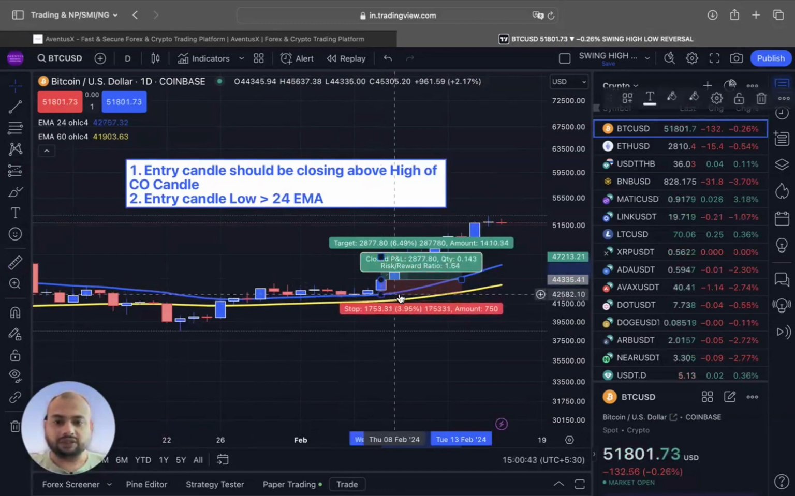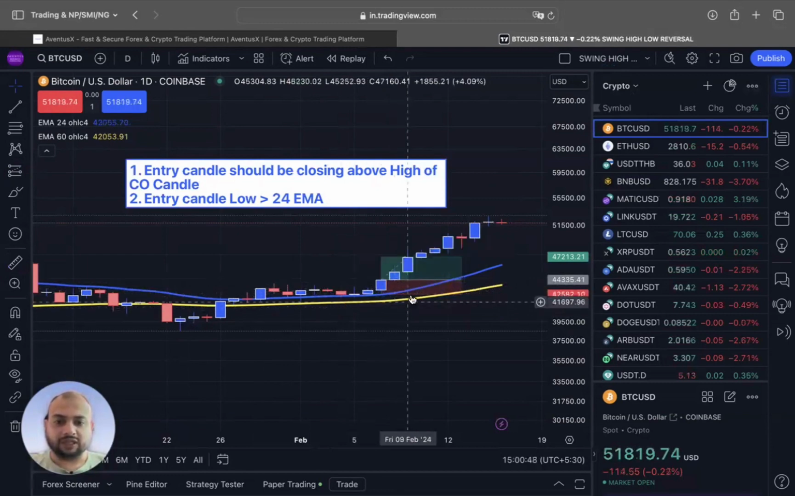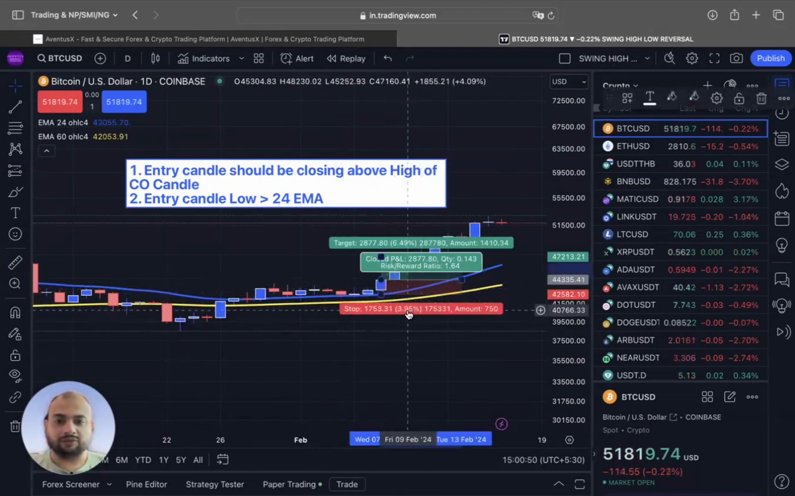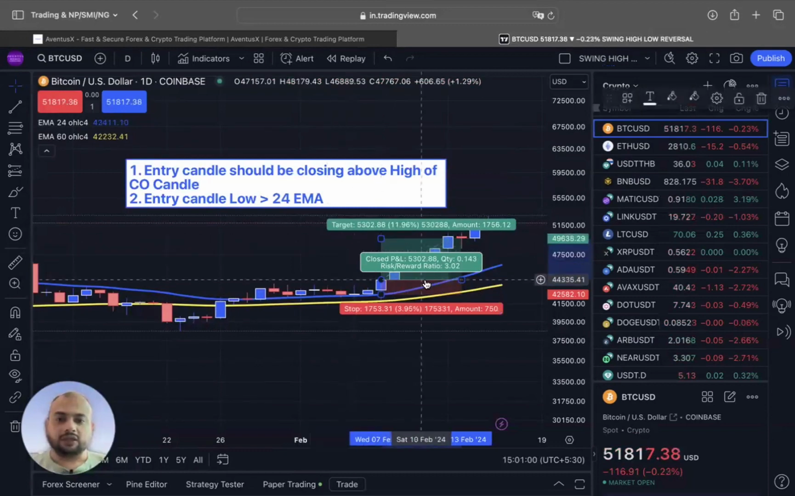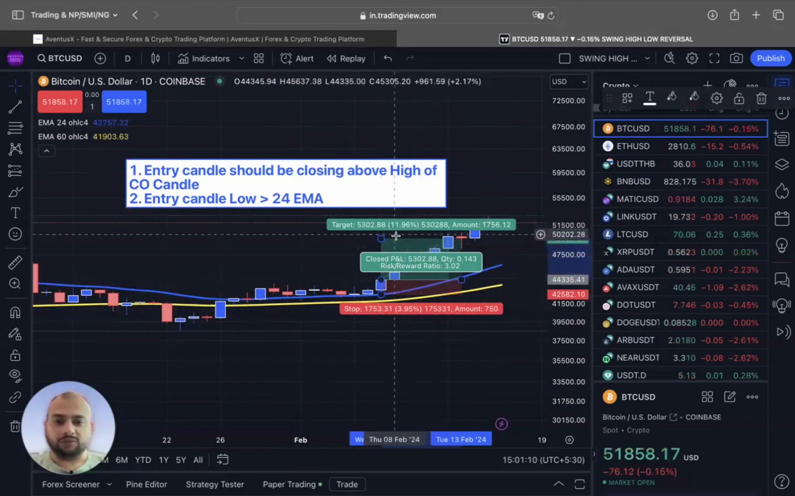So here it is. You have to keep the stop loss at 24 EMA, which is approximately 3.95%, so approximately 4%. And we need to keep 3x of that as the target. So we are looking at a risk to reward ratio of approximately 3. The stop loss is around 4%, and the target is around 12%.